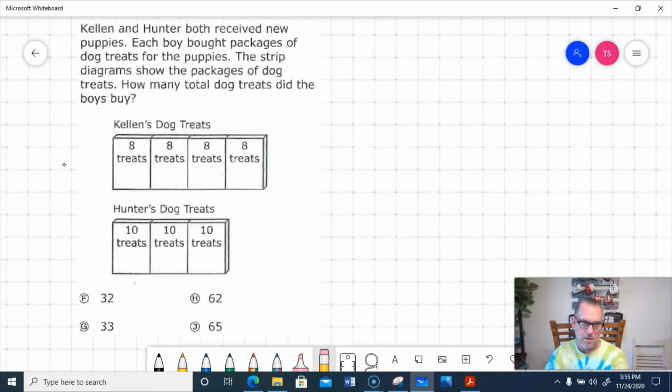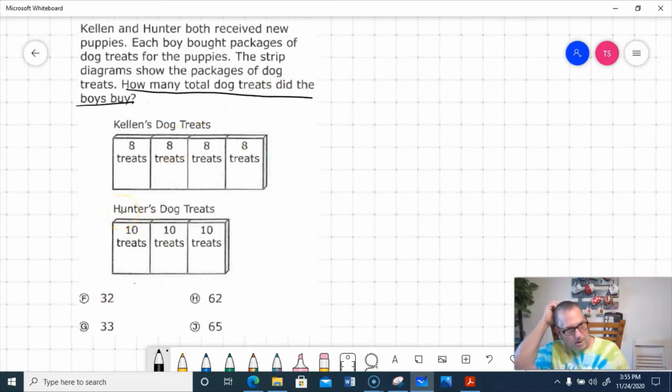It says, how many total dog treats did the boys buy? So I pretty much need to figure out how many treats are here all together. In the strip diagram right there, I see I've got equal size groups. What math problem would I use to solve how many dog treats Kellen got for his dog? Yes, I've got 4 groups of 8. So that'd be 4 groups of 8.